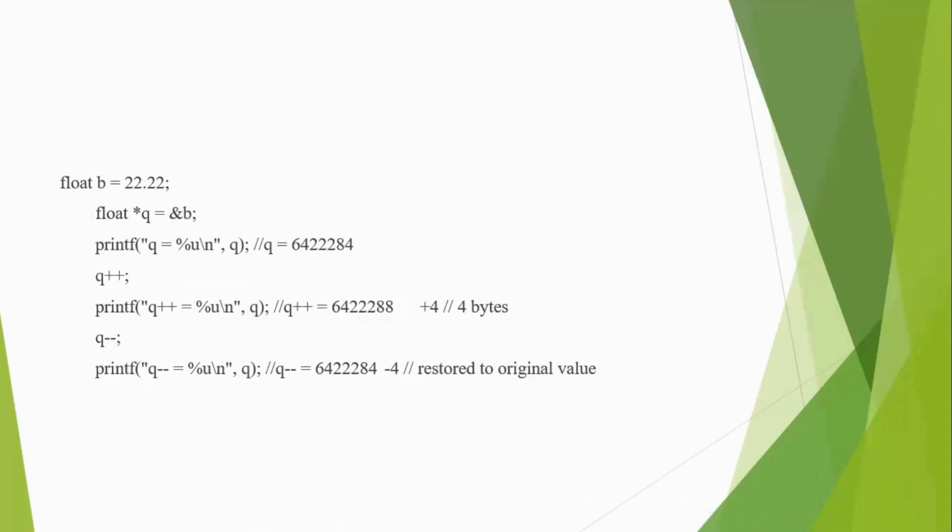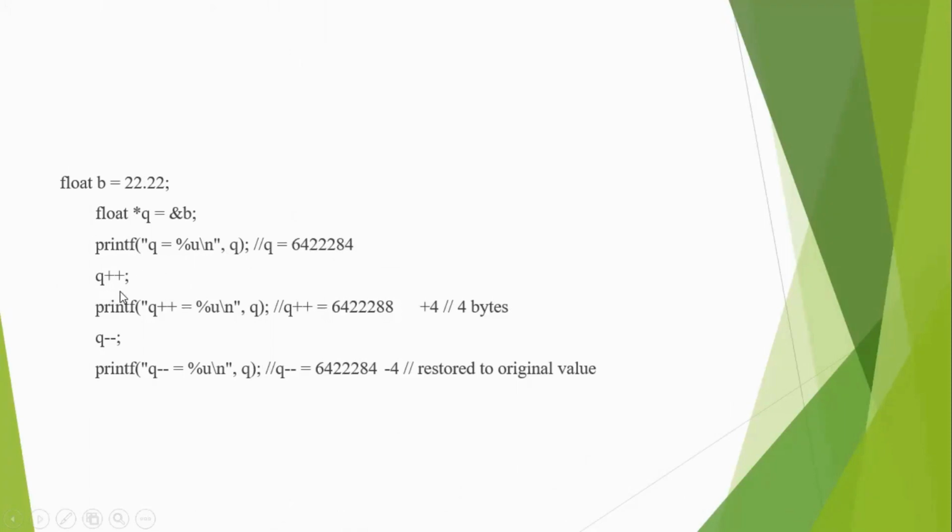Similarly, now we are going to do the same thing using float. Float B is equal to 22.22. Now that B value is going to be stored in a variable, and that variable's address is going to be stored in the pointer variable Q. Now I'm going to print the variable Q. That means the address of B will get printed.